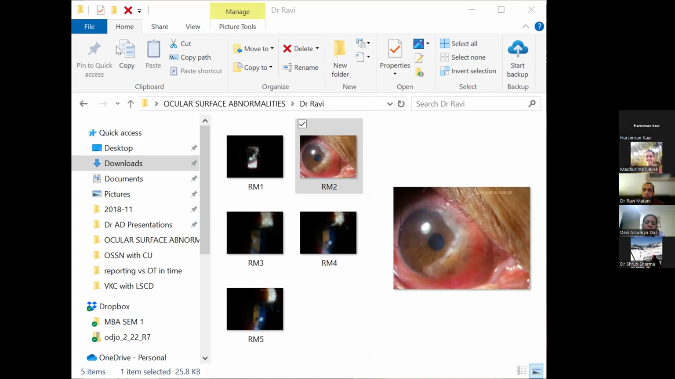Third part is it's more like a PUK. So I was actually looking at the lid margins in your patient. You can see a lot of blepharitis here. She has a lot of blepharitis here.